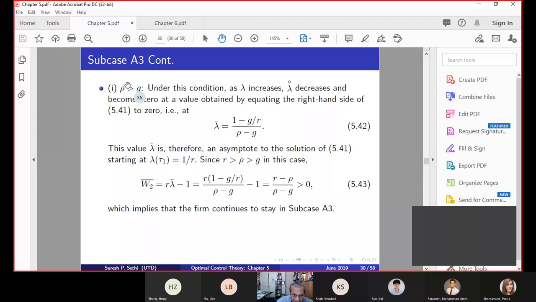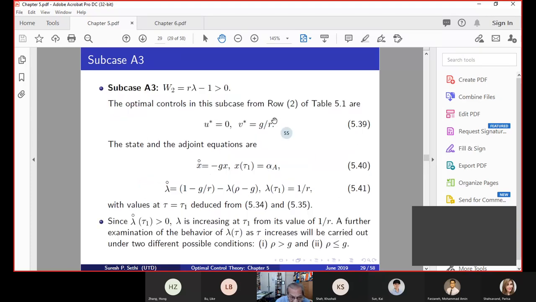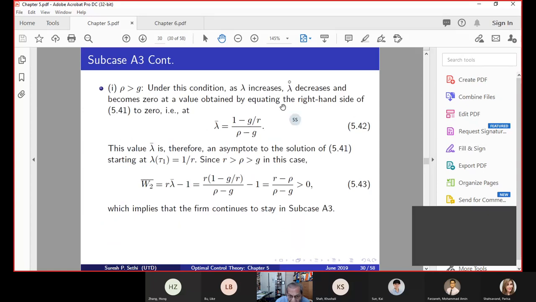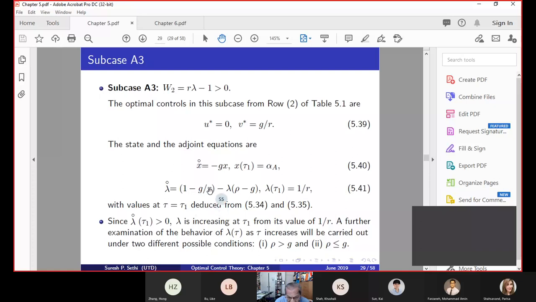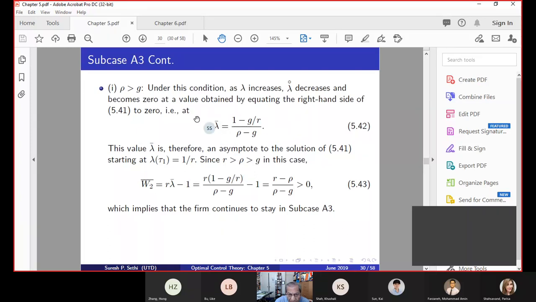First case is rho bigger than g. If rho is bigger than g, lambda increases, then lambda circle decreases. Remember, rho bigger than g is this quantity, so this is negative. When this is negative, you will see that the lambda circle decreases and becomes zero at a value obtained by equating the right-hand side of 5.41, which is this, to zero. So we equate this right-hand side to zero, and we get this value, lambda bar equal to 1 minus g divided by rho minus g. That is the asymptotic value of 5.41.